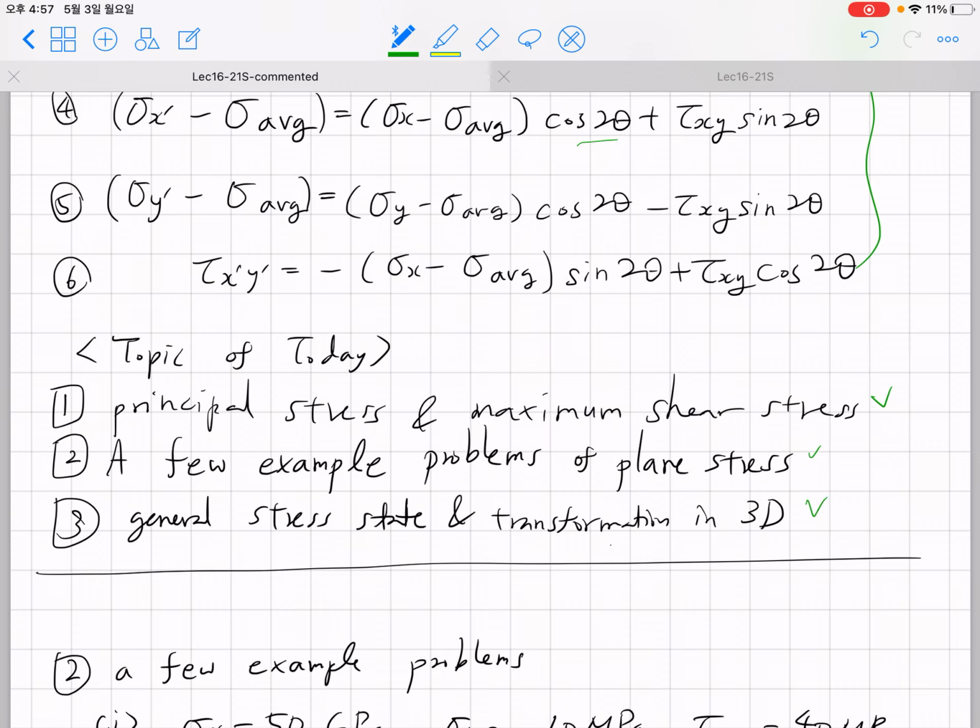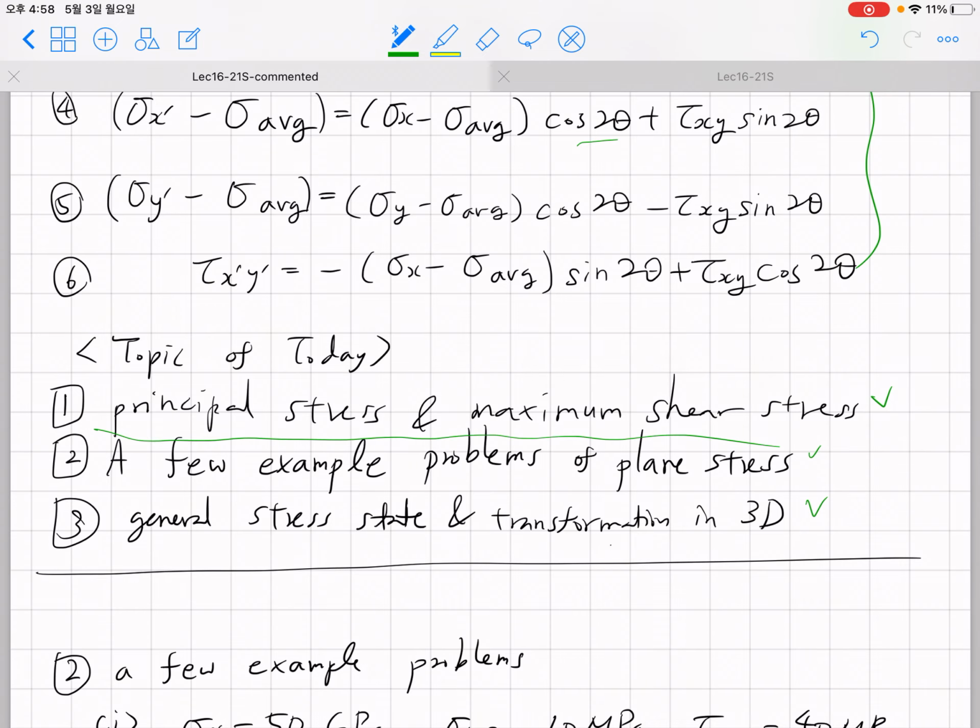Here, I'm not going to tell you an exact way of doing general stress state problems. I will just tell you some special cases that we can handle in 3D, and based on that, in the next class we'll talk about thin-walled structures. Okay, so let's start from the first topic, principal stress and maximum shear stress.